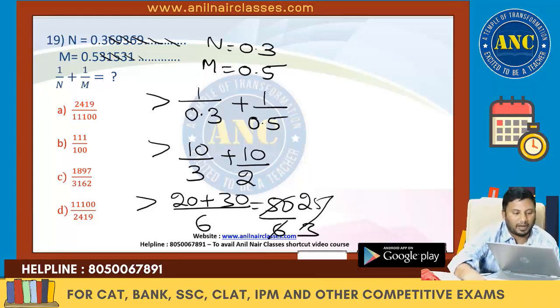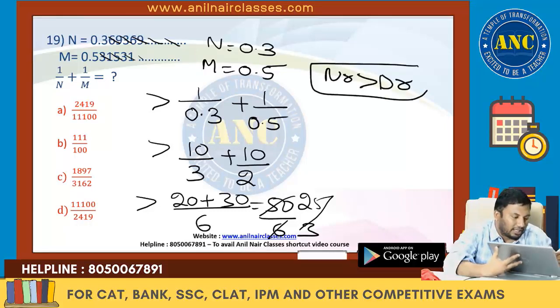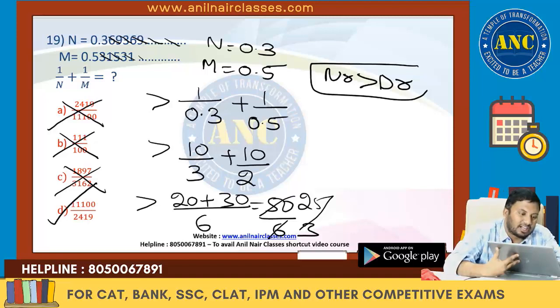1 by N plus 1 by M, 1 by 0.3 plus 1 by 0.5. The answer will be greater than this value, 10 by 3 plus 10 by 2. Here I am getting the numerator greater than the denominator. It is not 1 point something, where the numerator is less than the denominator. The numerator is greater than the denominator. I hope the logic is clear.